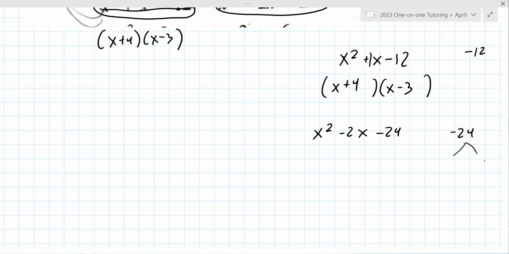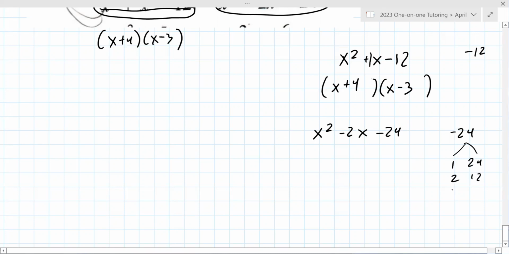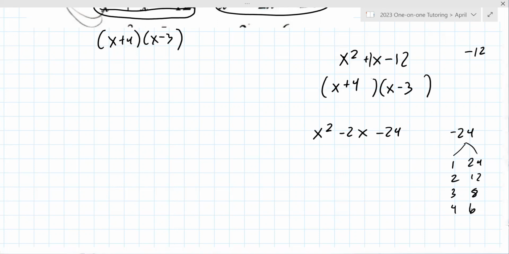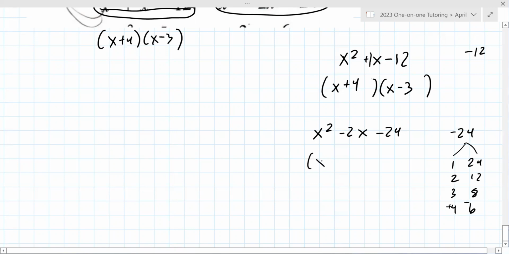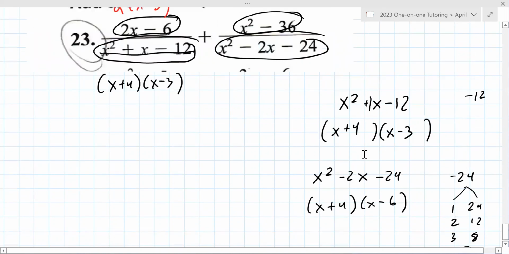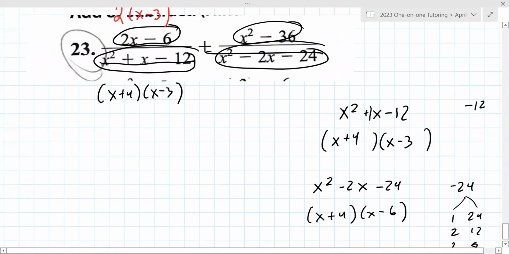Yeah, I have no idea. Okay. 1 and 24, 2 and 12, 3 and 8, 4 and 6. And then one has to be positive, one has to be negative. 4 and 6. So which one's positive, which one's negative? Negative 6 and positive 4. Good. X plus 4, x minus 6. Okay, so that takes care of this one on the lower right.